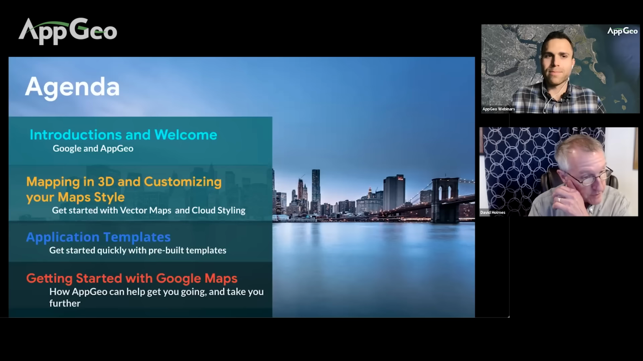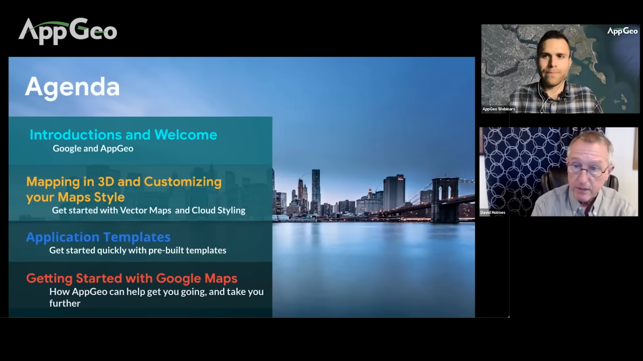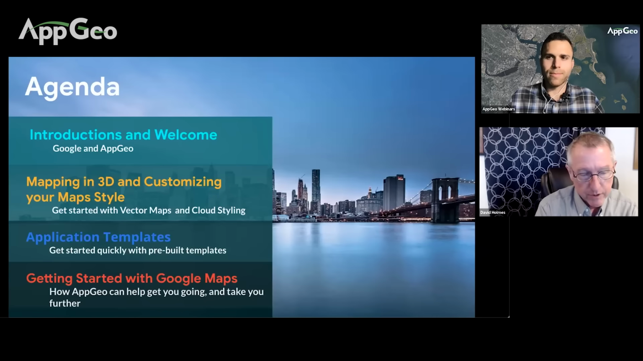So what we want to cover is, after a little bit of introductions and getting started here, we want to take a look at mapping in 3D and customizing your map styles. Aaron will be showing some examples of how to do that. We'll be talking about some of the new application templates that Google Maps is offering now, which is a great way to get started with pre-built templates. And then we'll conclude the webinar with some ideas on how we, AppGeo, can help you get started.